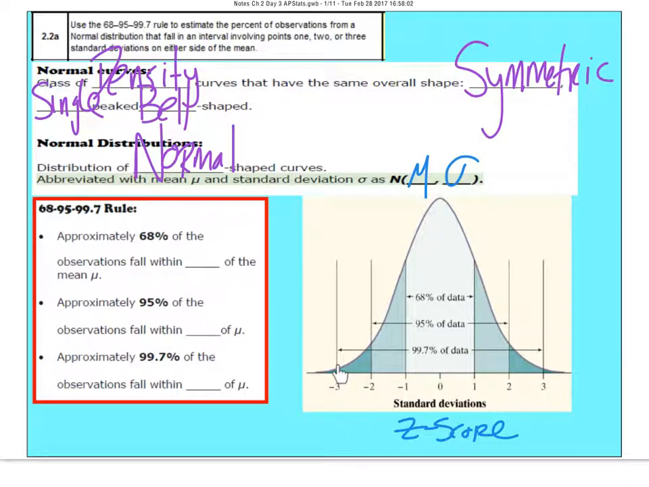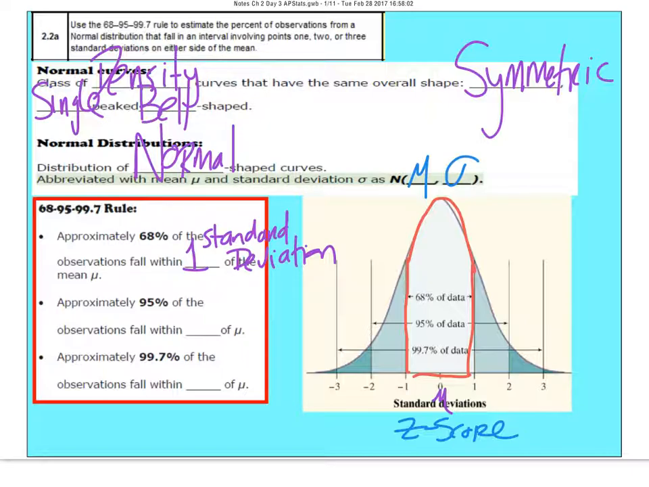Now, approximately 68% of the data falls within one standard deviation of the mean. The mean is always going to sit right here. The standard mean is right in the middle. That's the average. If we look at one standard deviation from the mean on both sides, this entire area is approximately 68% of the data.